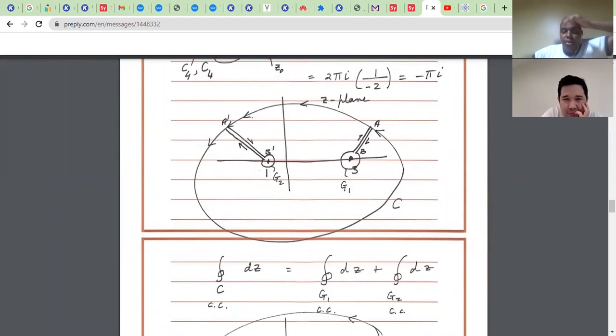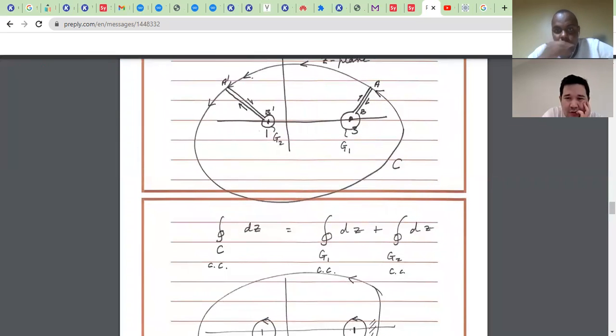Now what did he draw? He drew 3 contours, G1, G2, and C. The C contour equals the integral of G1 plus the integral of G2. Okay, it's understandable, because the integrals along AB and AB prime are going to cancel out. He doesn't spend time on it.